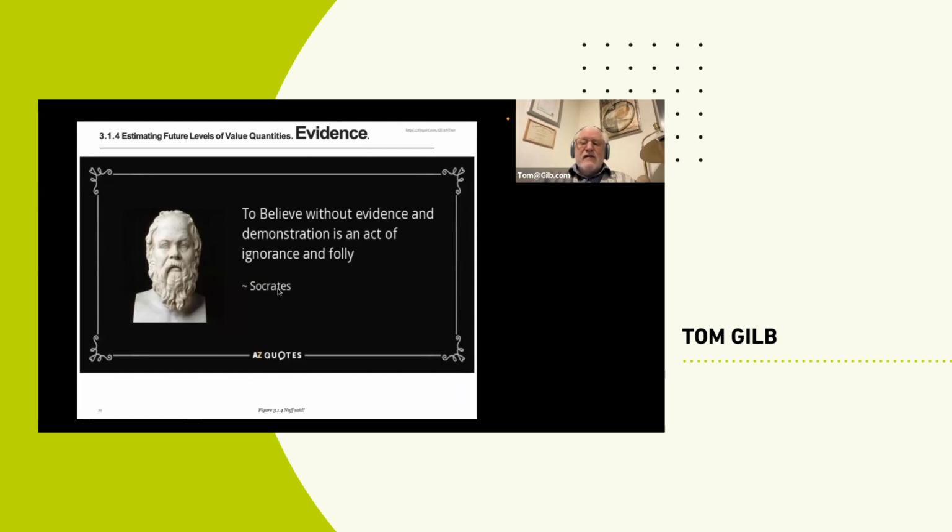Here is our friend Socrates. To believe without evidence and demonstration. Think of that demonstration as the agile increment which you measure to see if your estimates are on track. To believe without evidence and demonstration is an act of ignorance and folly. Gee, I never thought of Socrates as an agile guy, but he clearly is.